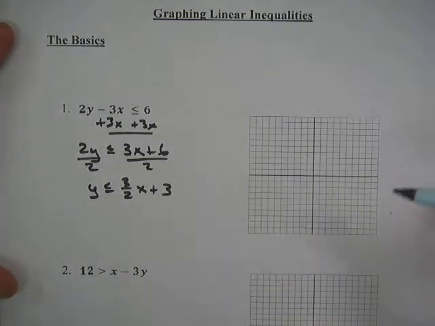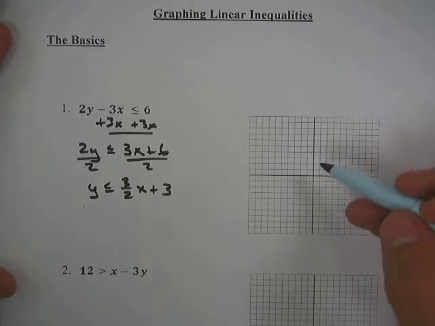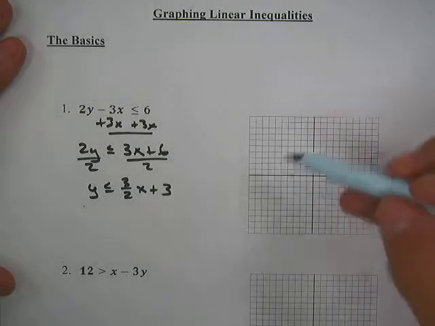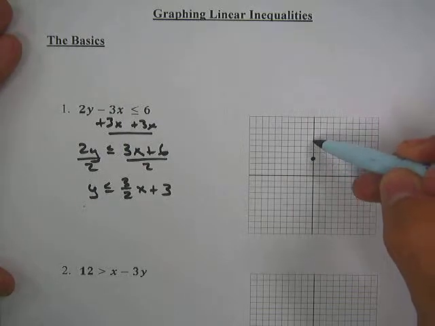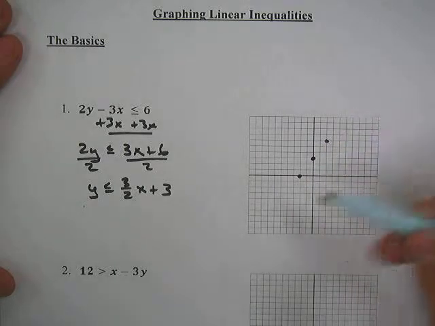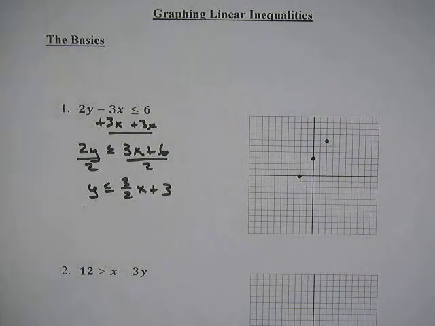So if I graph that just like it's an equation, I would go y-intercept 3, so 1, 2, 3. And then my slope's 3 over 2, so I go up 3 to the right 2, or down 3 to the left 2. And then I draw my line.